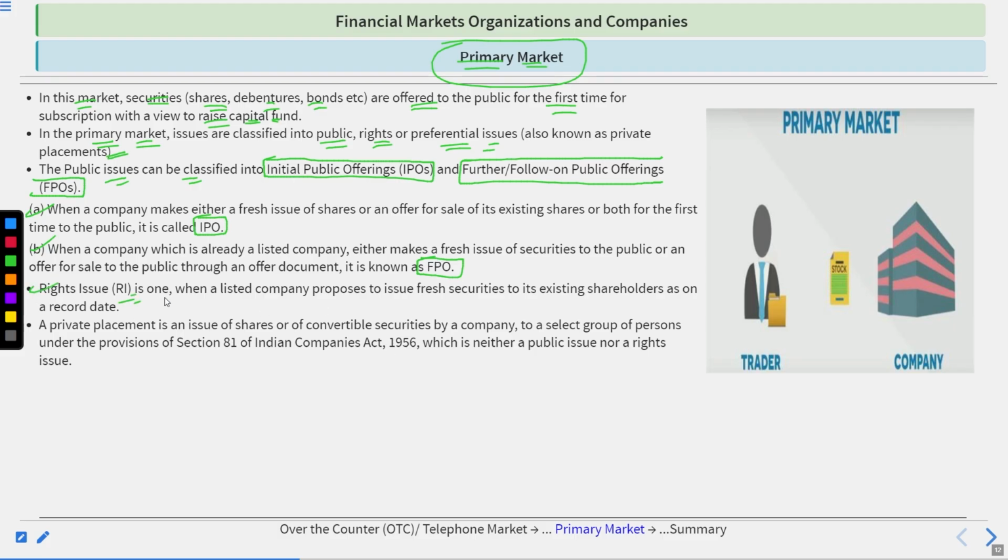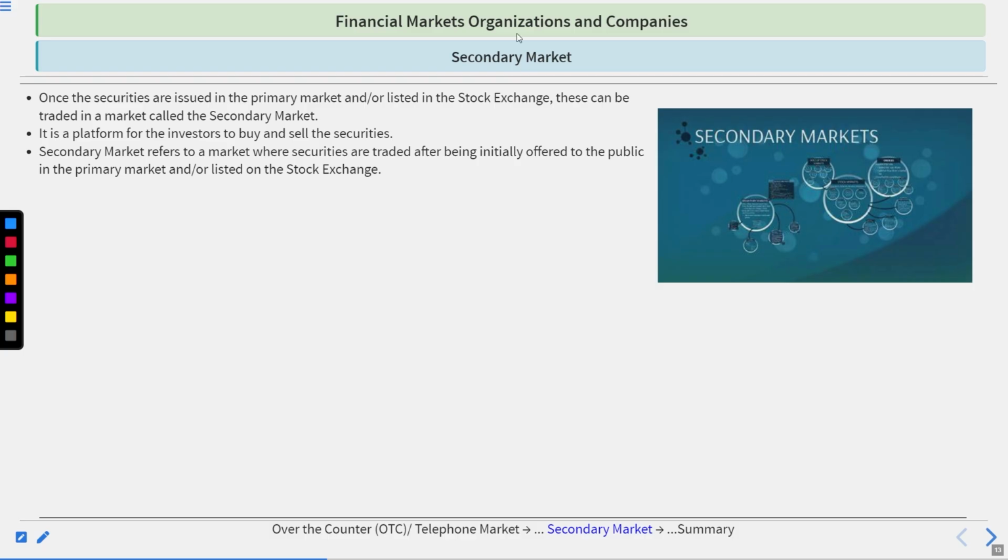Now, RI, rights issue, is when a listed company proposes to issue fresh securities to the existing shareholders as on a record date. Then, a private placement is an issue of shares or convertible securities by a company to a select group of persons under the provisions of Section 81 of the Indian Companies Act 1956, which is neither a public issue nor a rights issue.